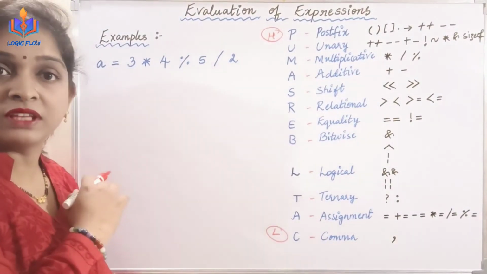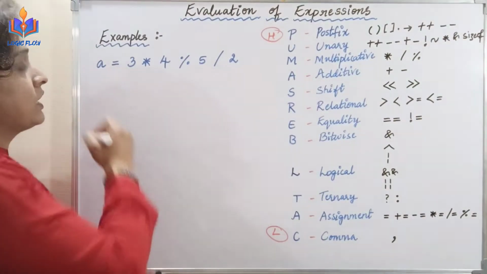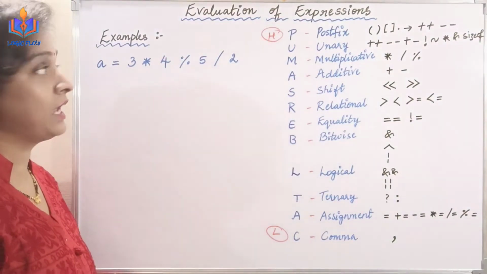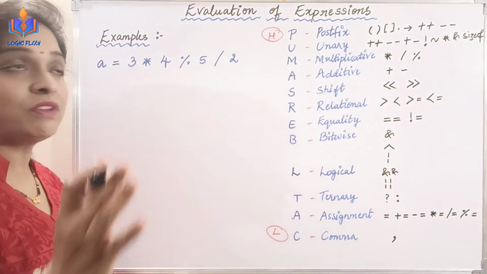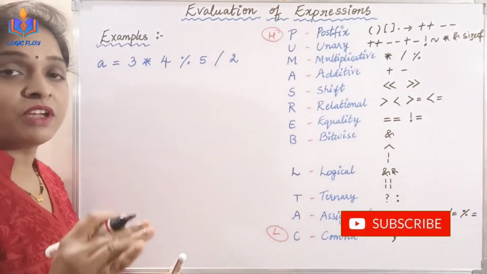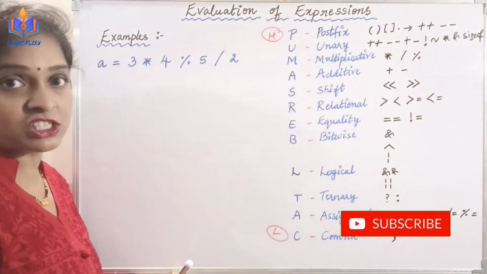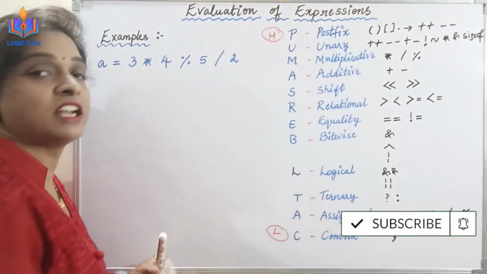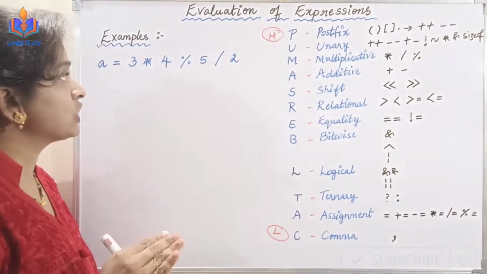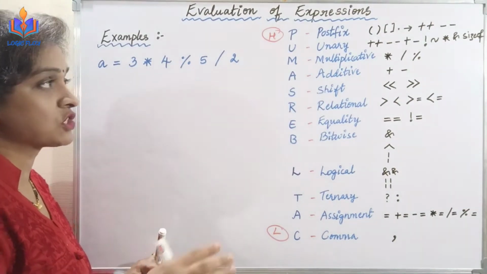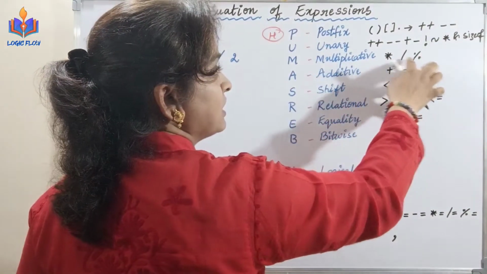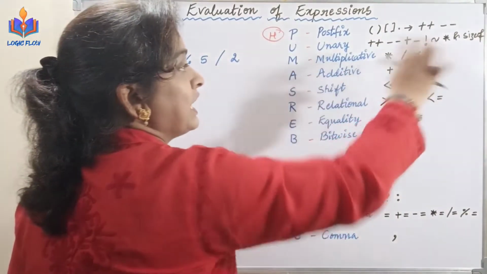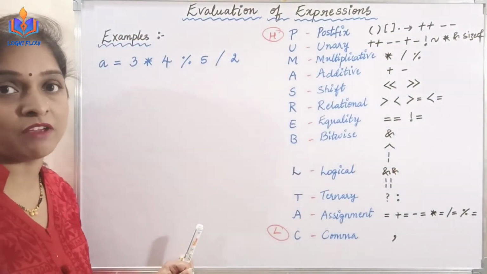So here we have the example: 3 * 4 % 5 / 2. When we look at an expression, we first have to observe the operators. So we have multiplication, modulus and division. These are multiplicative operators, and all of them have the same level of precedence.